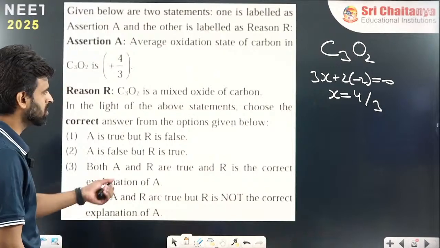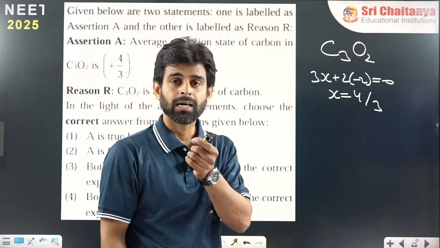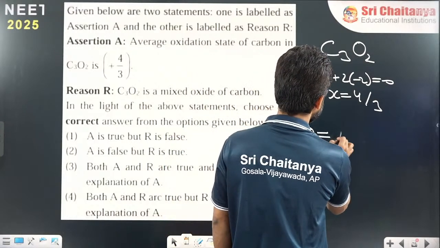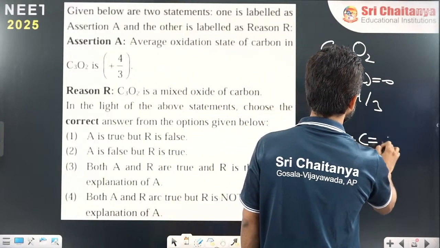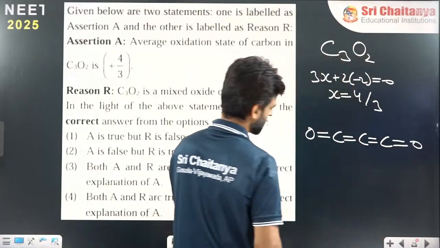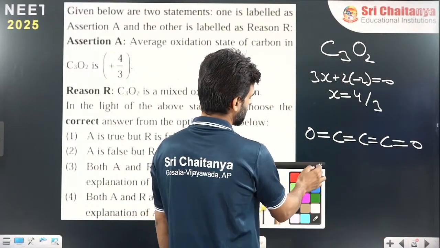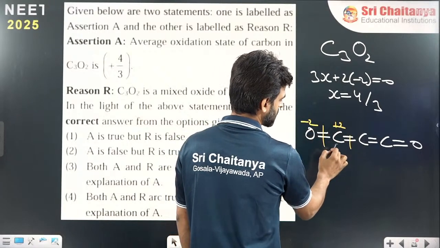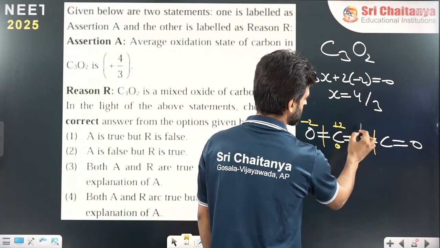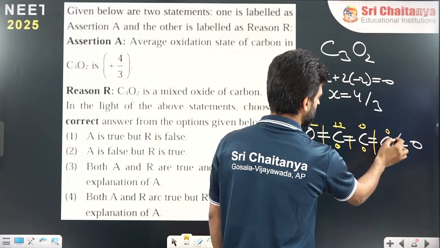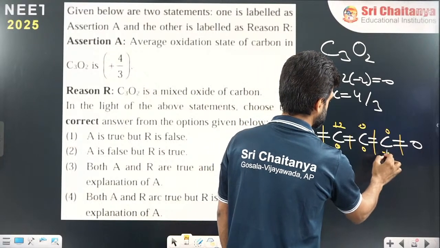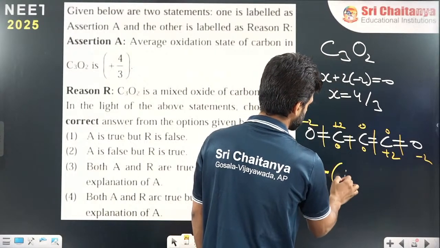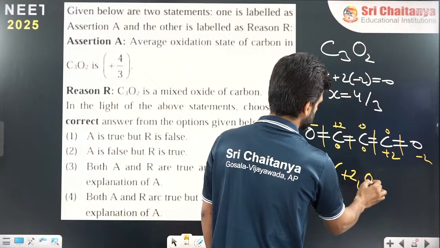But C3O2 is actually a carbon suboxide. It has a different structure. It is not a mixed oxide. So if you break the bonds here, I will break its two bonds. What comes here? Minus 2 plus 2. Break the bond: 0, 0. How much here? Plus 2, minus 2. So carbon here is how much? Carbon is 0 and plus 2.